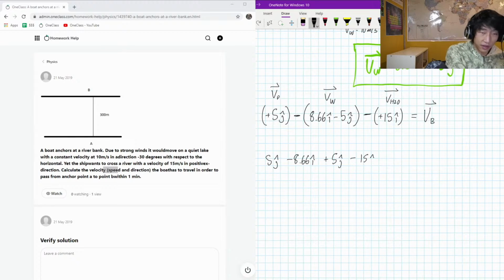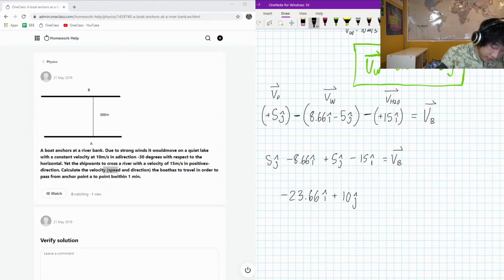Oh, that's not 15j, 15i. My bad. That would have been a catastrophic error. Okay, so velocity of the boat, and let's put all of our i terms together. So 8.66 and 15 together make negative 23.66 i plus 10 j is equal to the velocity that the boat will need to have to follow that path.